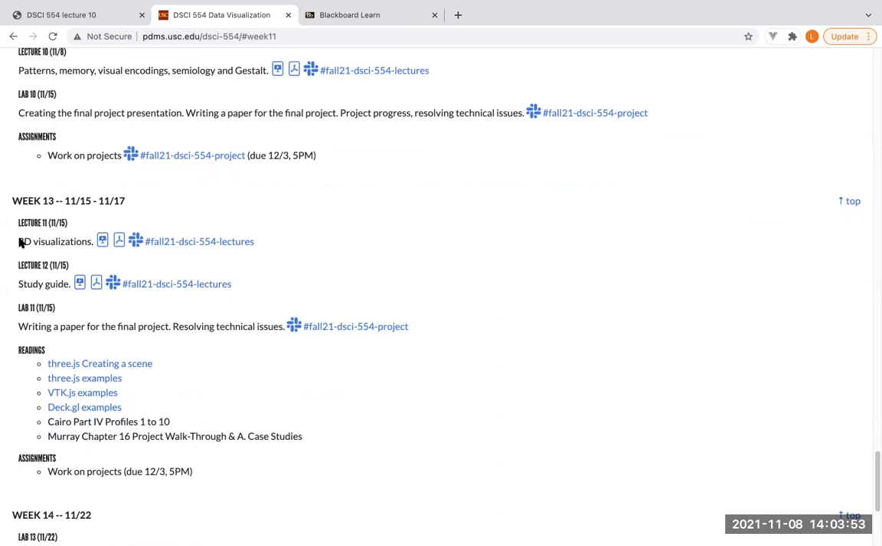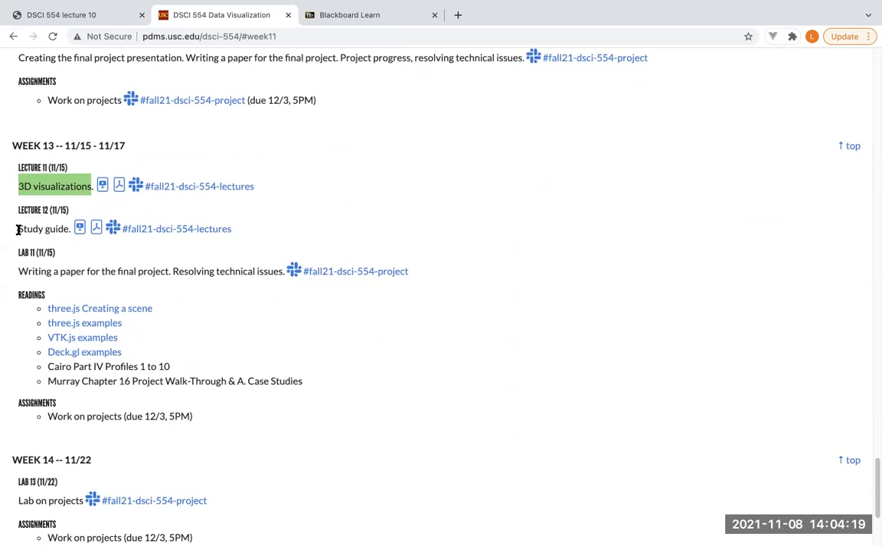Next Monday, I'd like to go over 3D visualizations. I originally wanted to do a lab on that, but I think it's too much. So I'll give you some examples, and we're going to look at the code, mainly to understand how you can leverage them if you need to use those. And then I'll show a little bit of a study guide for the final exam. Hopefully we'll have it done this Wednesday.